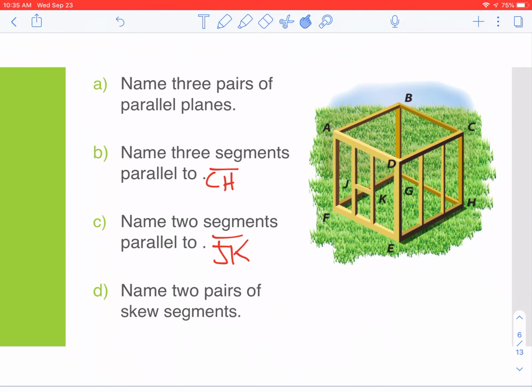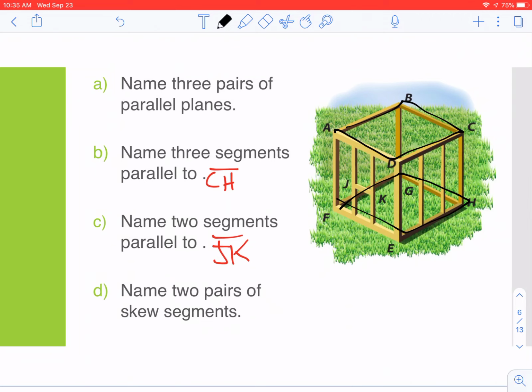All right, we're going to practice again. What I would recommend is doing these on your own, and then pausing the video, and then checking back for your answers later. Okay, 3 pairs of parallel planes. All right, so I'm going to do, here's one pair, top and bottom.